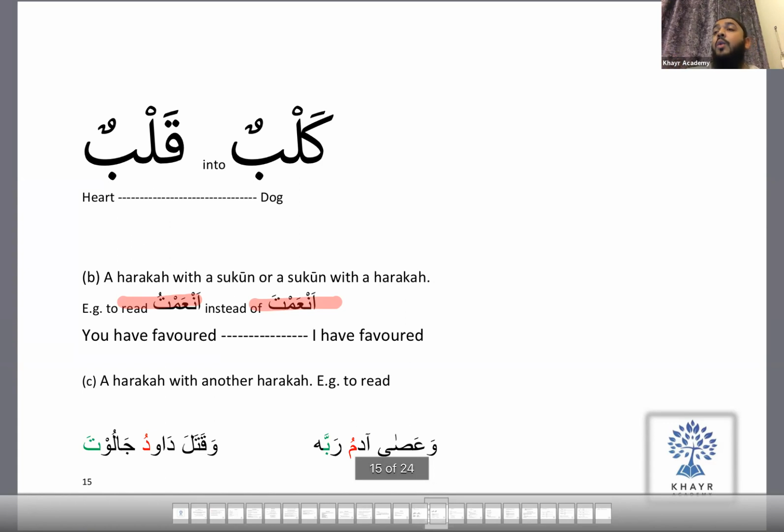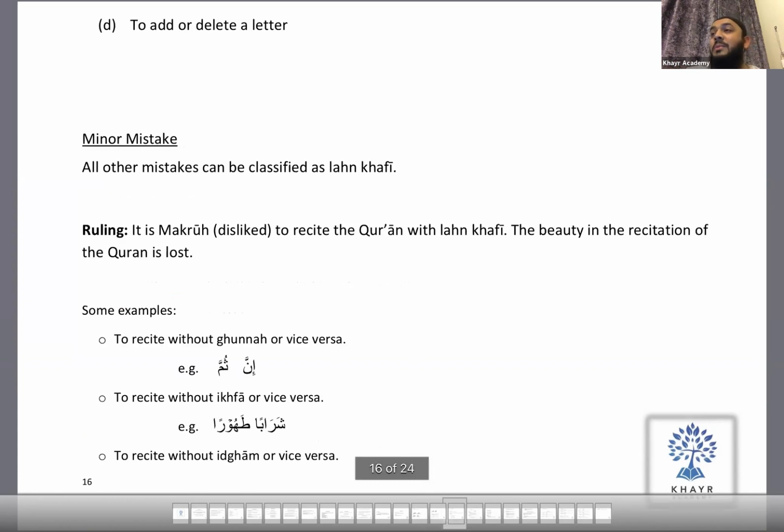A major mistake is when you change a letter because you didn't do the makhraj properly, or you change one of the harakat. There was a fatha here, you read a kasra. There was a dhamma here, you read a fatha. These change the meaning. Okay, they are called major mistakes. But if there was a stretching and you didn't do the stretching, or if there was a ghunna and you didn't do the ghunna, your namaz wouldn't break. These are not major mistakes. They're to beautify the Quran. They are minor mistakes.